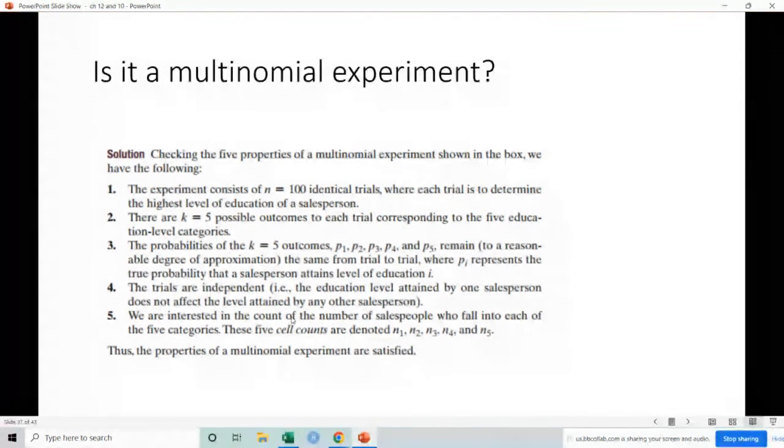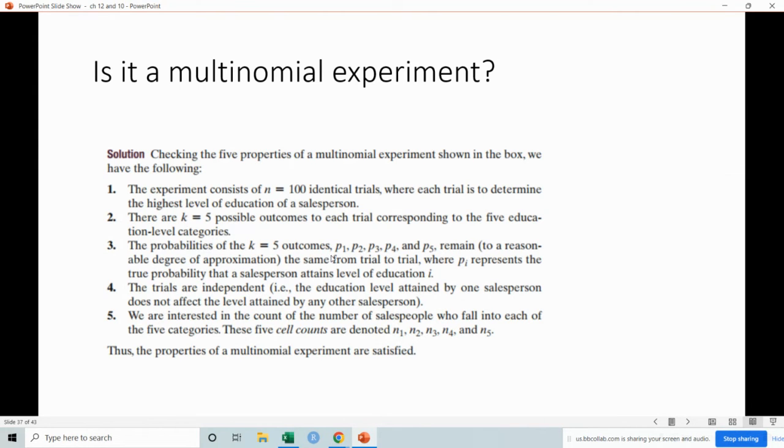So, check the 5 properties of a multinomial experiment shown in the box we have. So the experiment consists of n trials. That was the first one. So we had 100 identical trials, where each trial is determining the highest level of education of a salesperson. There are k equals 5 possible outcomes. That's whether you have some high school, diploma, etc.